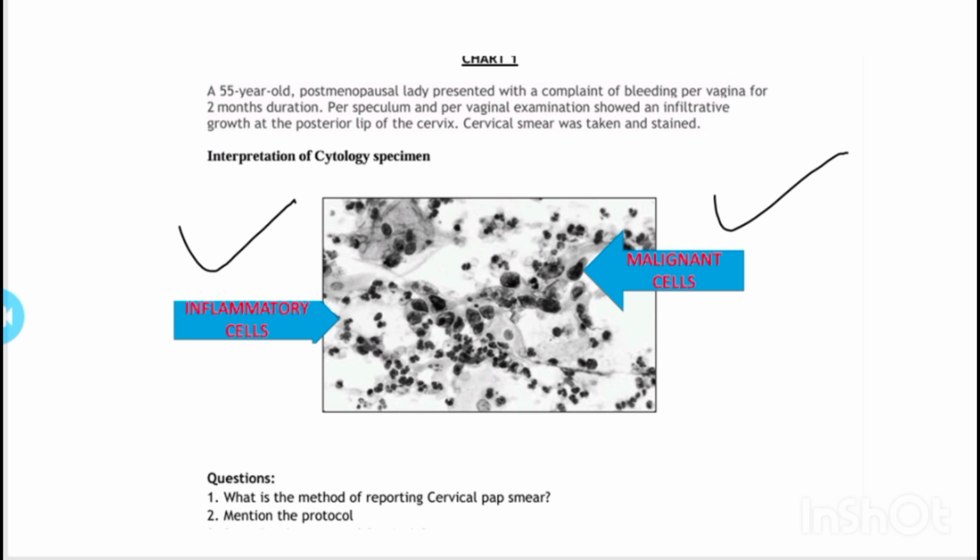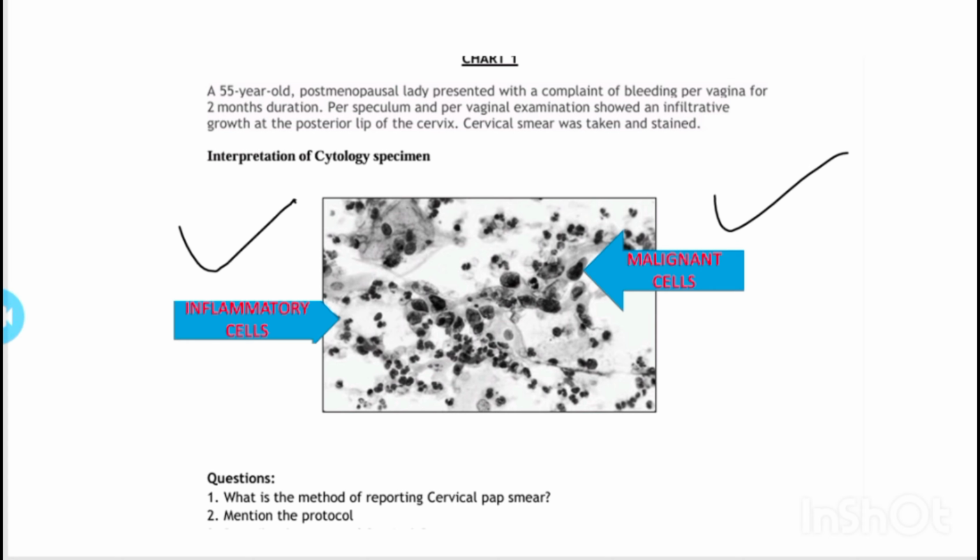There are few questions here. What is the method of reporting a cervical pap smear, and mention the protocol? So the method of reporting cervical pap smear is known as the Bethesda system. Bethesda system. And there is a protocol for that. Okay, so there are few headings under which a pap smear should be reported. So that is the protocol of reporting. So that we will see one by one.